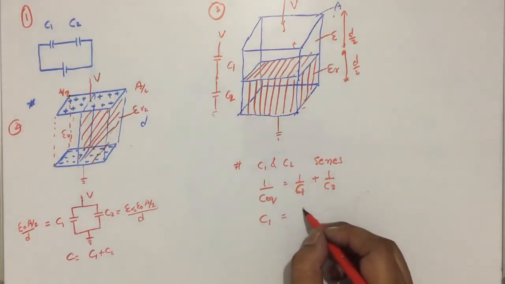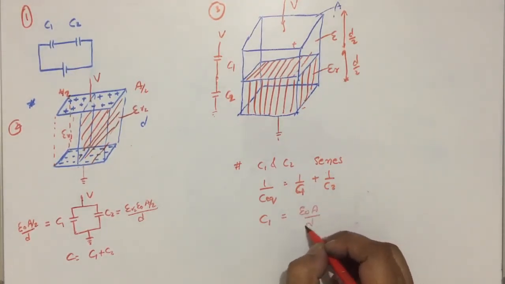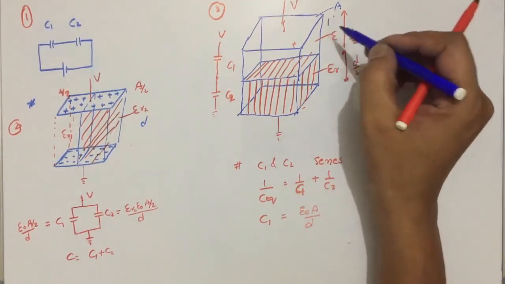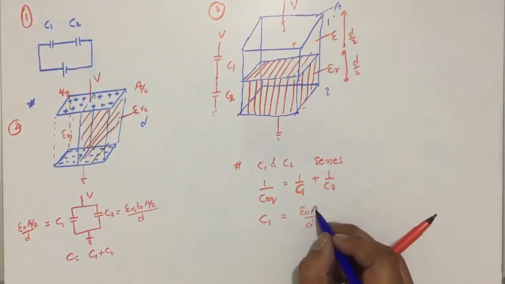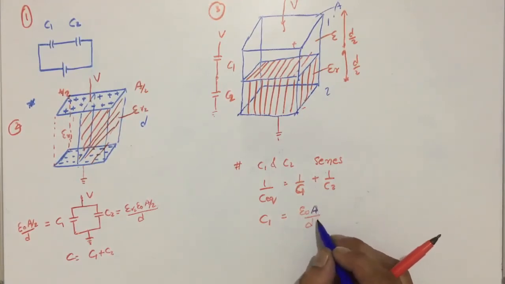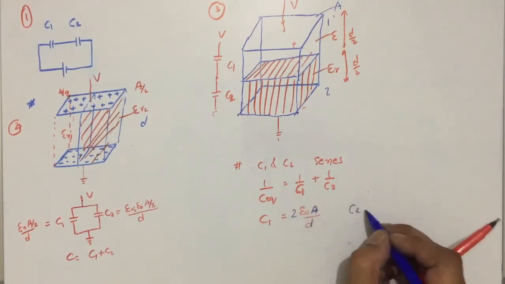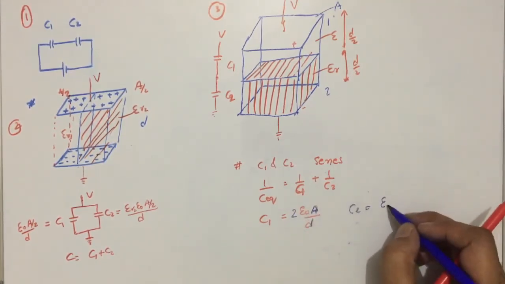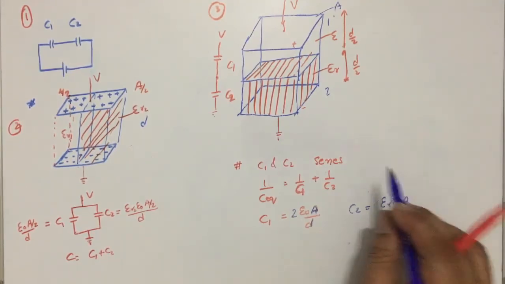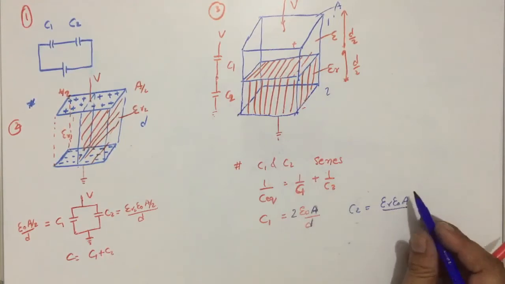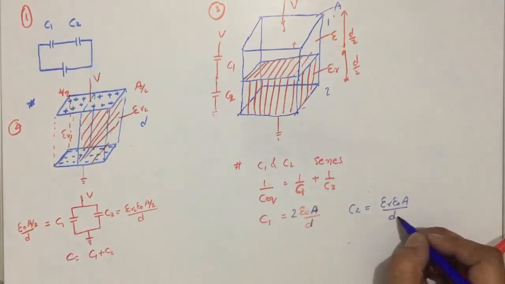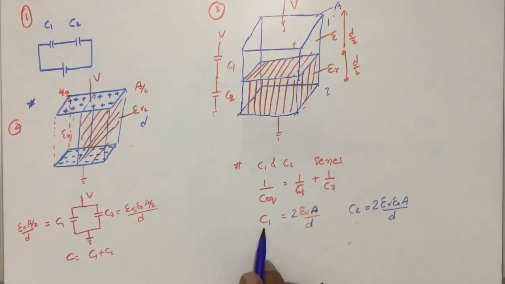And C1 will be epsilon naught A by D1, where D1 is D by 2. Similarly, C2 is epsilon R epsilon naught A, with A remaining the same, by D, where D is D by 2. So it should be 2. Now that we know C1 and C2, we can find the equivalent capacitance from here. In this way, we can find the equivalent capacitance at this point.